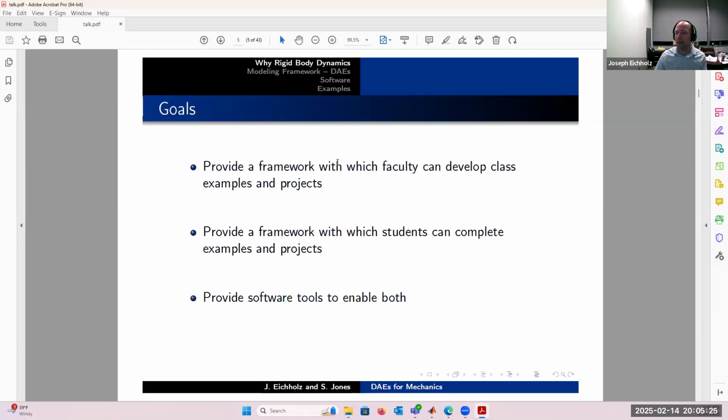So the goal: provide a framework with which faculty can develop class examples and projects, and something the students can actually do. I don't want to go to a Lagrangian or Hamiltonian approach or something like that. Your sophomore students in a DEs class are not going to be able to handle that.